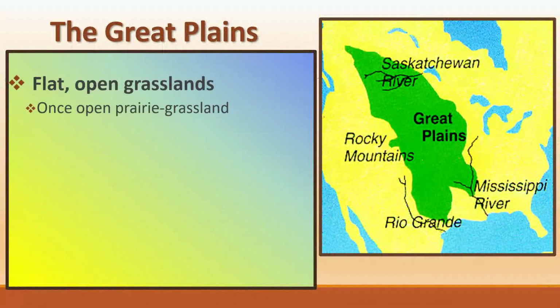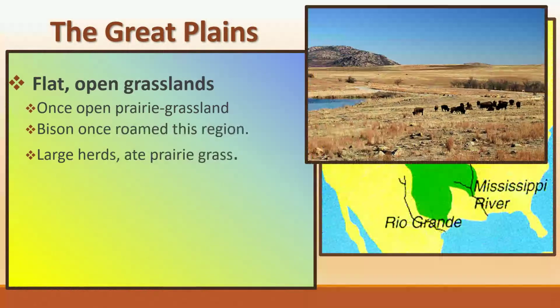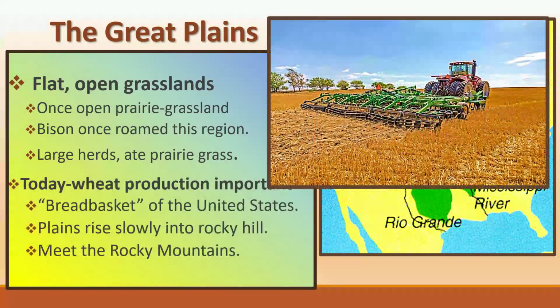Moving further west to the Great Plains, these are flat open grasslands. Once open prairie. Bison once roamed in this region, millions of them at one time, large herds. They ate the prairie grass, and they would scatter. It would look like ants spread out across the prairie. There were so many of them at one time. However, today, wheat production is important in this region. In fact, this is known as the breadbasket of the United States.